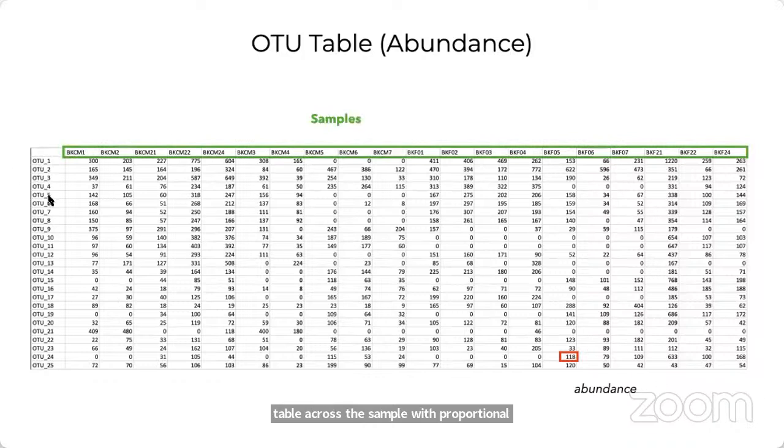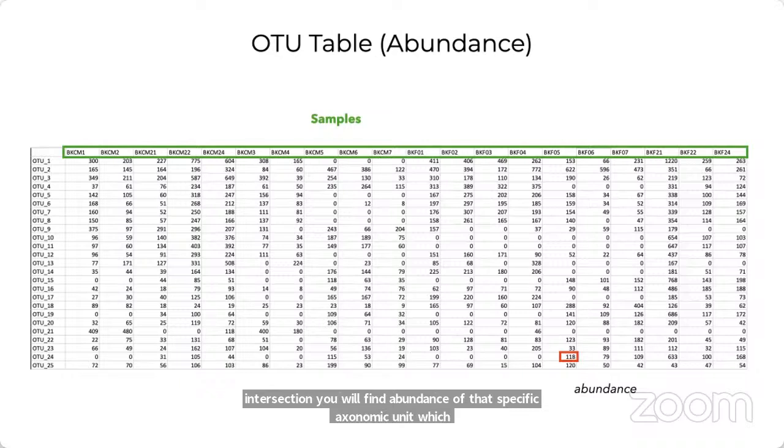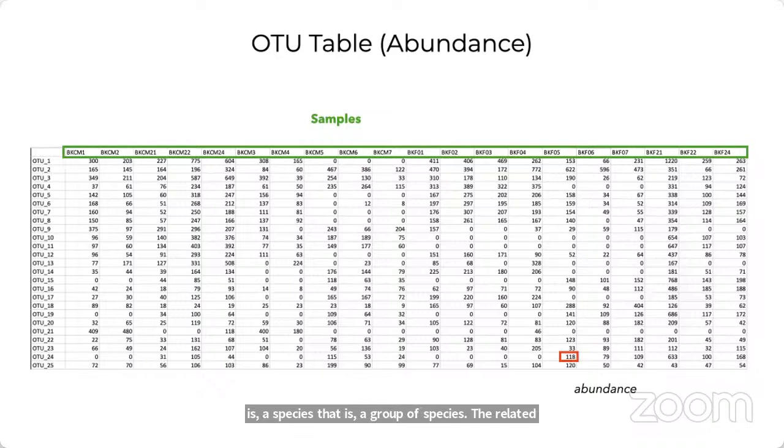So instead of the gene IDs we spoke about in the transcriptomics data, you will have operational taxonomic units, or OTUs, across the rows and samples across the columns. At their intersection you will find the abundance of that specific taxonomic unit, which is a species or a group of related species at the level of genomic identity percentage defined by us while analyzing.